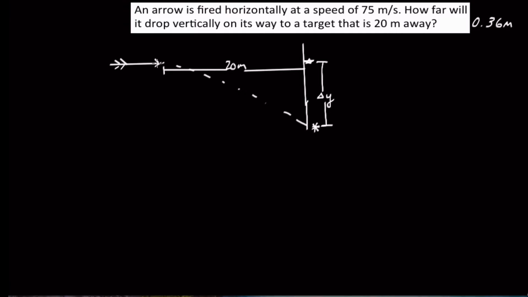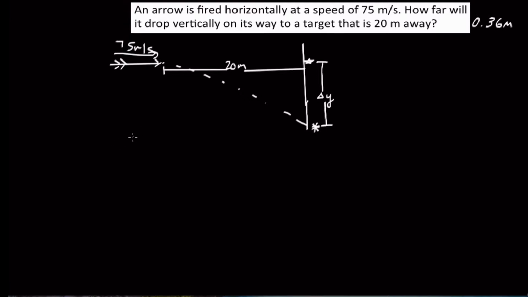So again, what am I showing here? You're pointing the arrow directly at this spot, directly across from it, but it's not going to hit there because gravity is going to accelerate it downward. So the question is, where's it going to hit? What do we know about this arrow? We know that it's traveling at 75 meters per second horizontally. That's a terrible arrow. It has no vertical velocity initially, and then it goes 20 meters.